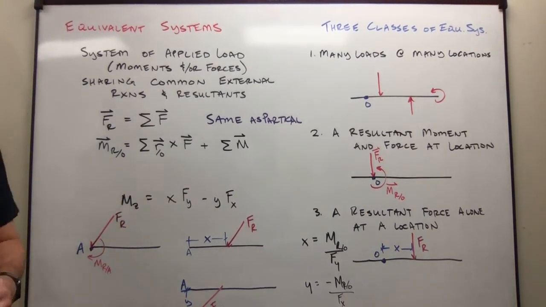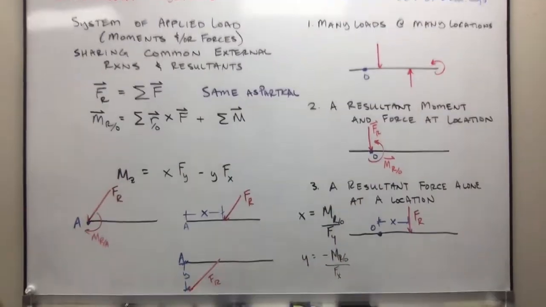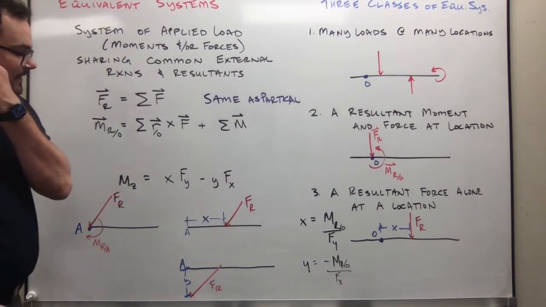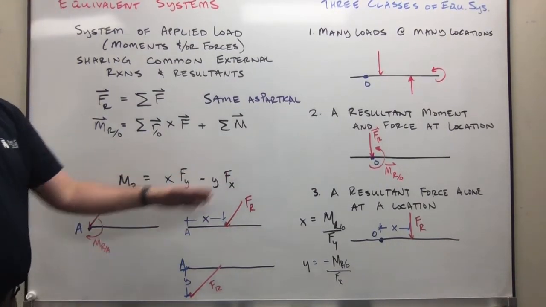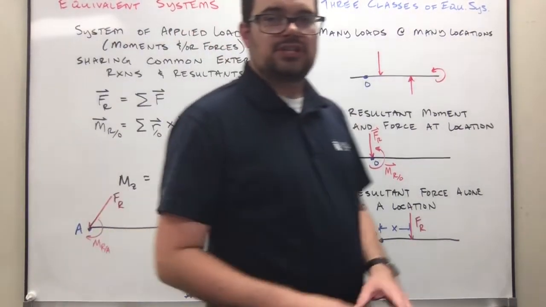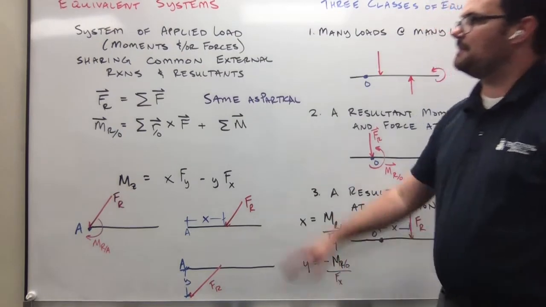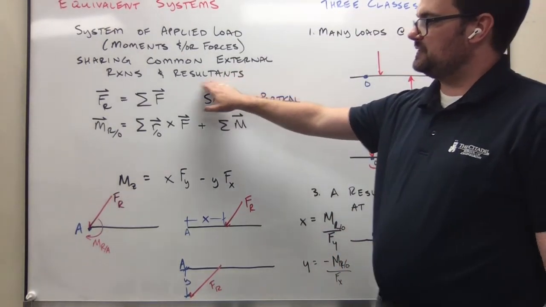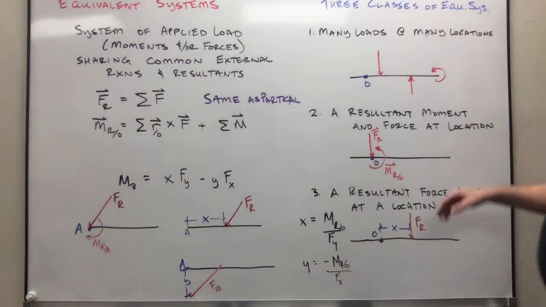Now, to really wrinkle your shirt a little bit, break your brain some, what we're doing when we solve this equation is we're actually finding the line of action the resultant force has to act upon to generate that same resultant moment. Okay, so this has been equivalent systems. Just to sum up, equivalent systems have the same common resultant forces, so resultant force, resultant moment.